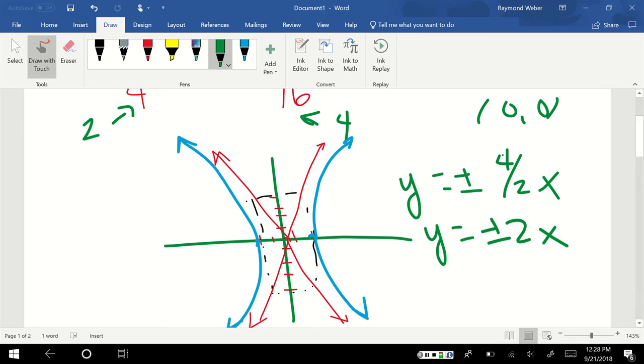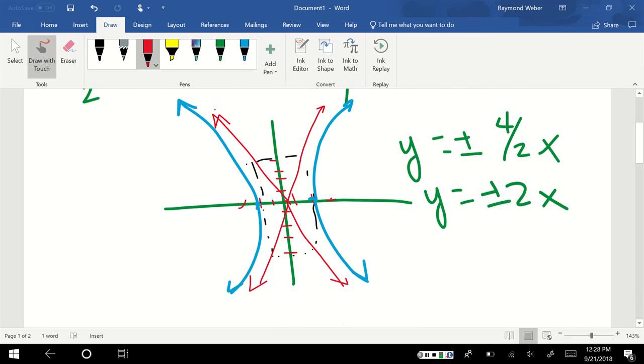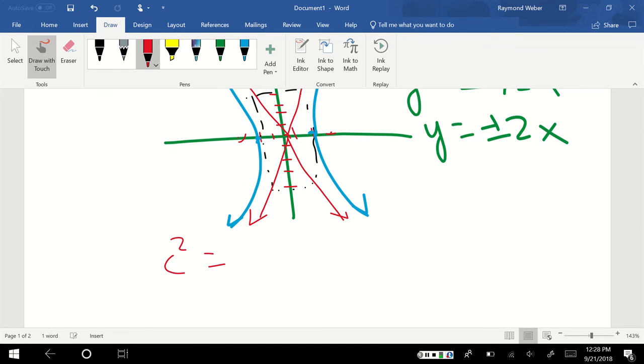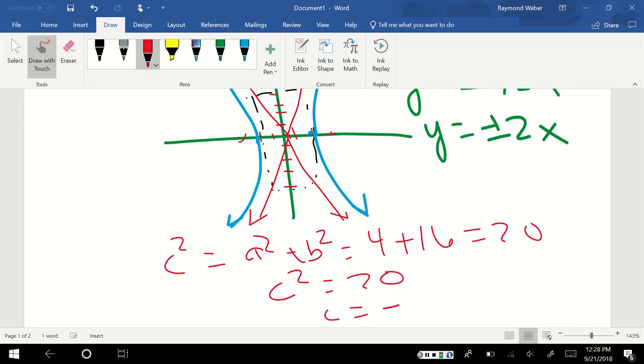The foci, we know, are going to be somewhere out here. They're going to be inside each of the hyperbola's branches. How do we figure out where they are? Well, we're going to use the equation c squared equals a squared plus b squared, where a and b, of course, are the bottoms. So in this case, this is 4 plus 16, or 20. So c squared equals 20. C then equals plus or minus the square root of 20, which is 2 square roots of 5.